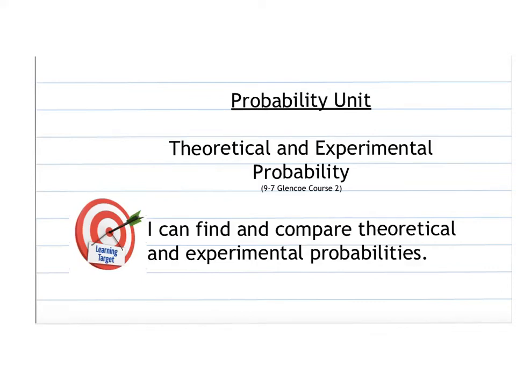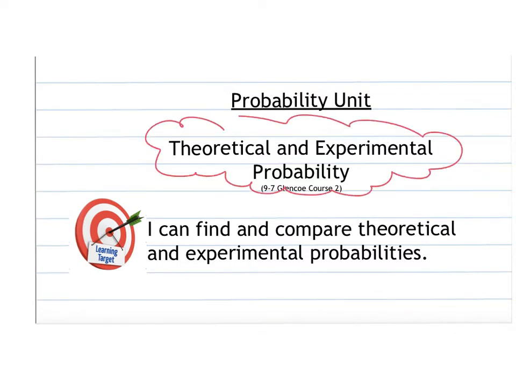Sixth graders, this lesson is on theoretical and experimental probabilities. So make sure you either have the notes packet that you got in class to use to take notes on, or upload that notes template onto Notability, print it off, or just do your notes directly in your notebook as you watch this video. Our learning target is being able to find and compare theoretical and experimental probabilities.